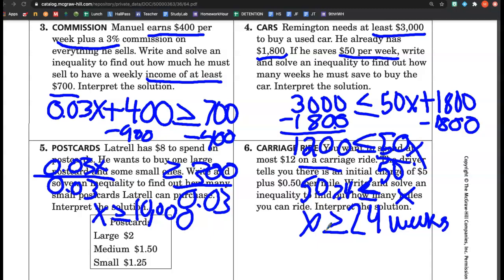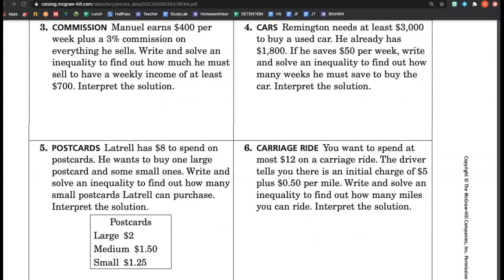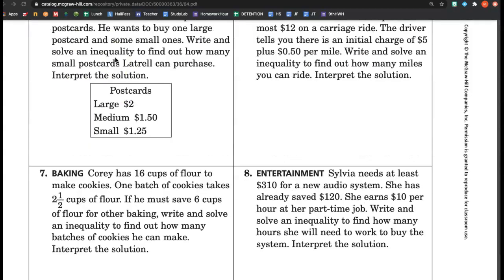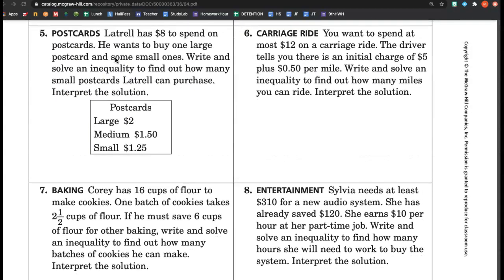That's kind of like what you guys did. Number 5. Their solution or their interpretation was 24 weeks or more. Okay, thank you. Ow, Riley hurt me. Dock the point. Yeah. Okay.